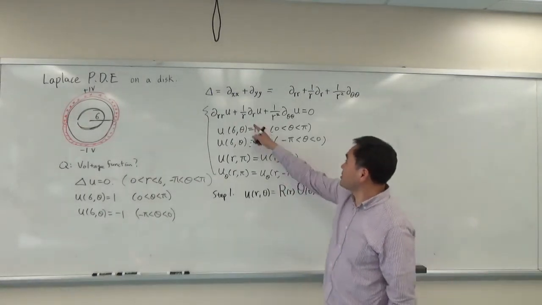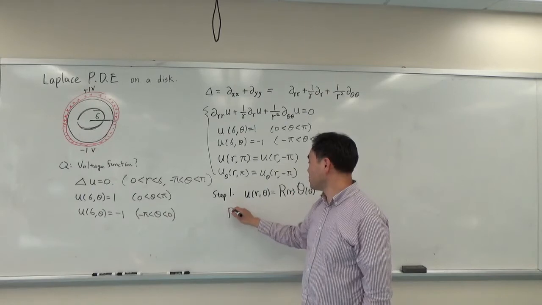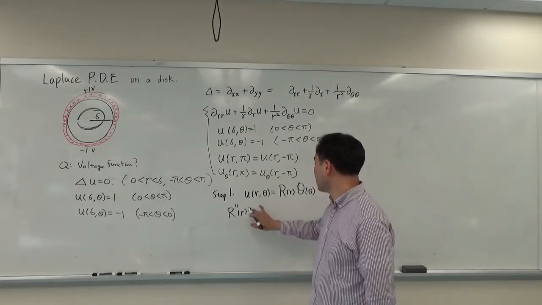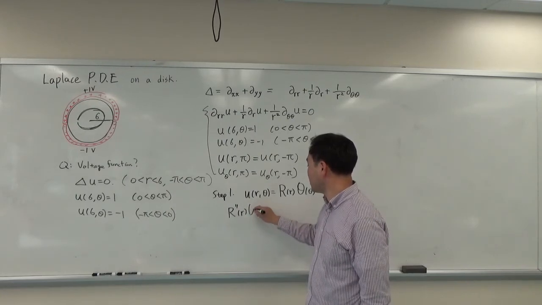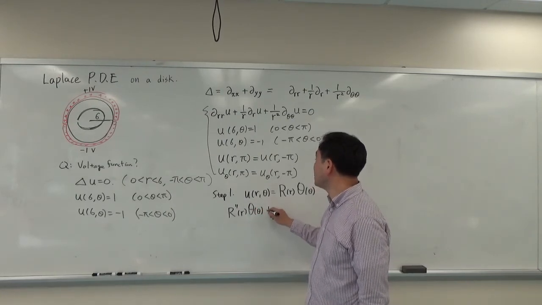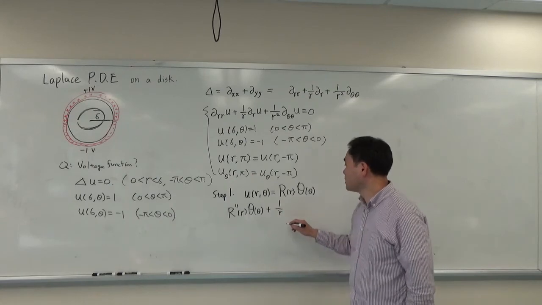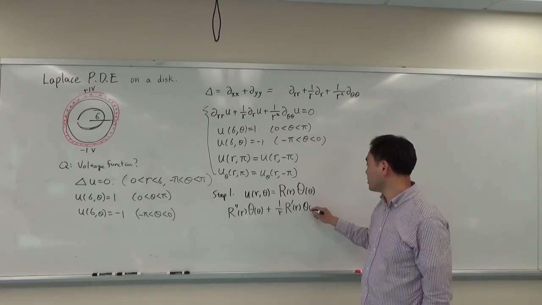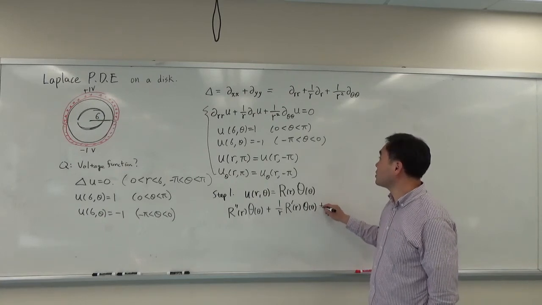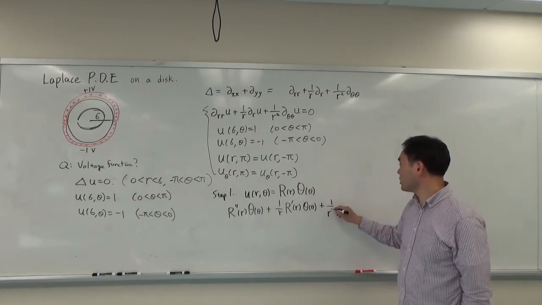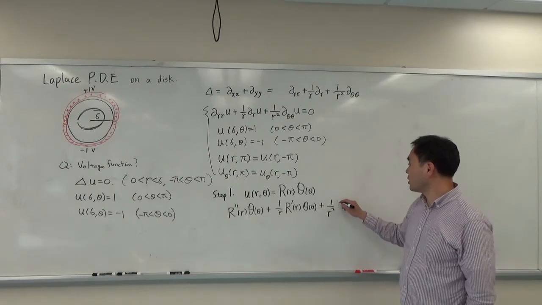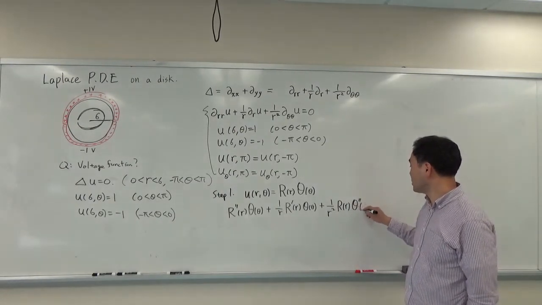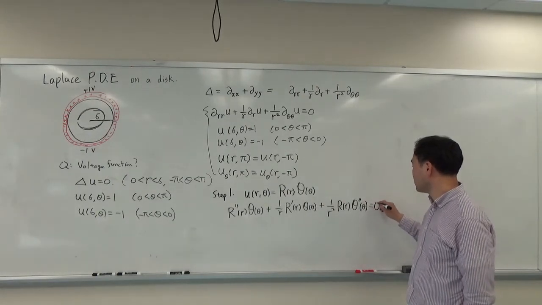And then you plug it in here, so that you end up with R double prime of r times Theta of theta, plus 1 over r, R prime of r Theta of theta, and then plus 1 over r squared, R of r, Theta double prime of theta equal to 0.